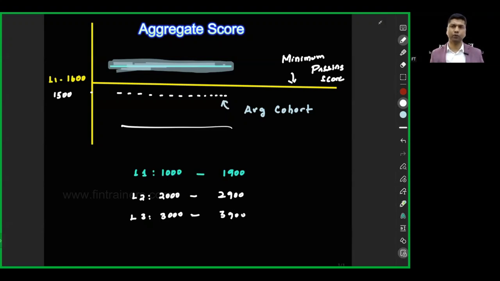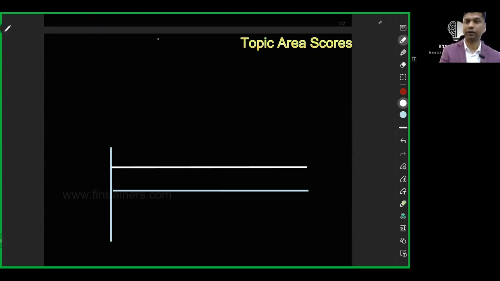So that's all we need to know about the exam results. This is your aggregate score, all your topics combined, and they're going to give you a scale score. Now you will also have individual topics. If you're in level 1, you will have a similar representation for all 10 topics, looking at it topic-wise.